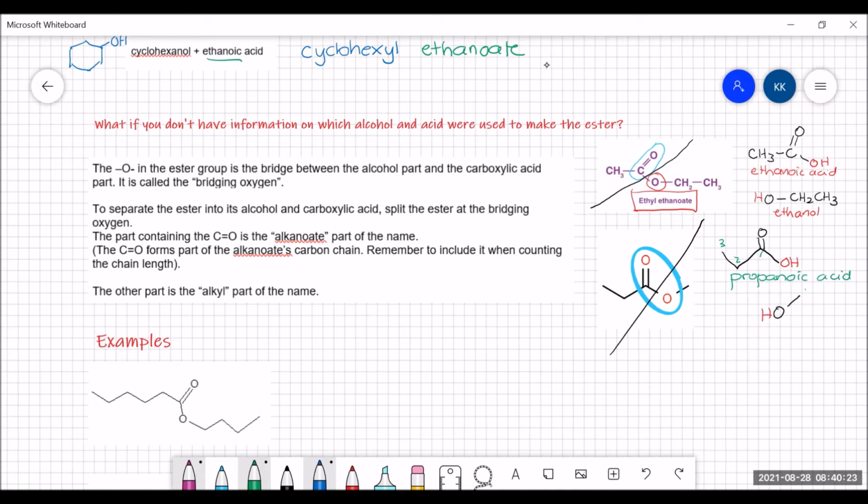How many carbon atoms here? Just 1. So this is methanol, sorry. So the name of this one would be methyl propanoate.